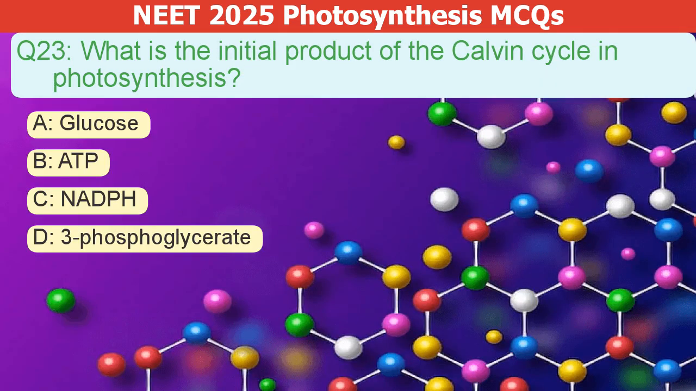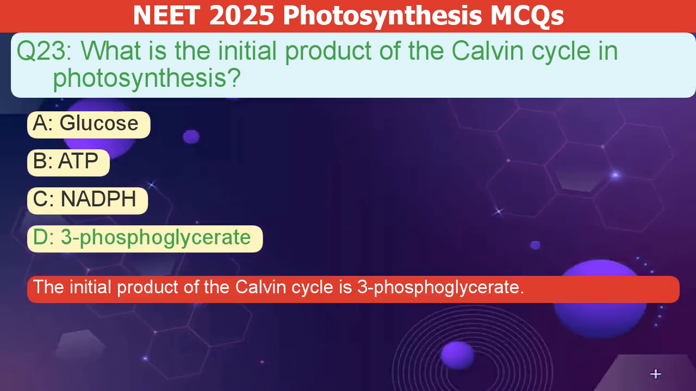What is the initial product of the Calvin cycle in photosynthesis? A. Glucose. B. ATP. C. NADPH. D. 3-phosphoglycerate. The correct answer is D. The initial product of the Calvin cycle is 3-phosphoglycerate.